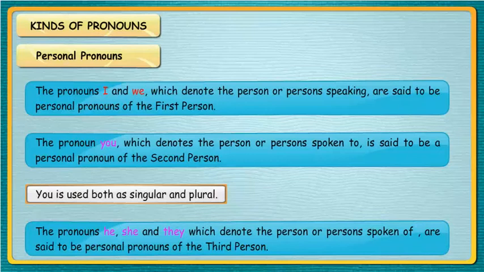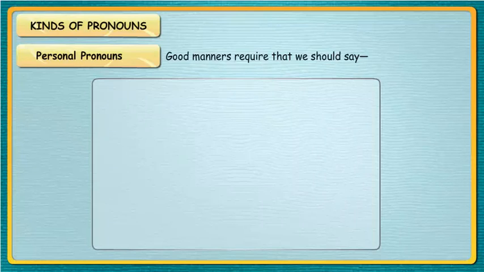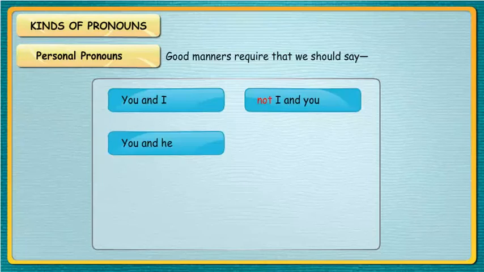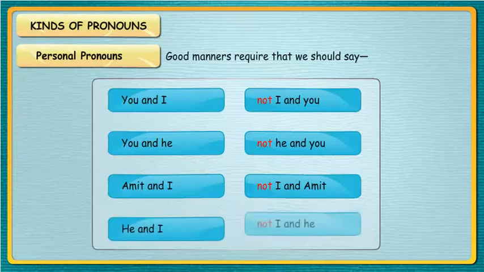The pronouns he, she and they, which denote the person or persons spoken of, are said to be personal pronouns of the third person. Good manners require that we should say you and I, not I and you; he and you, not you and he; Amit and I, not I and Amit; he and I, not I and he.